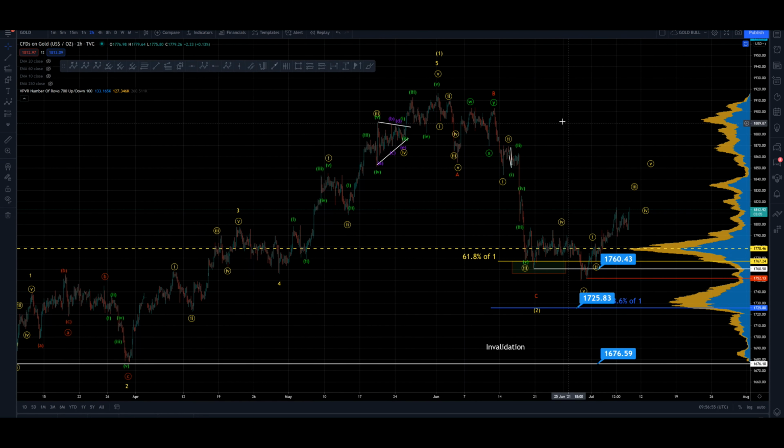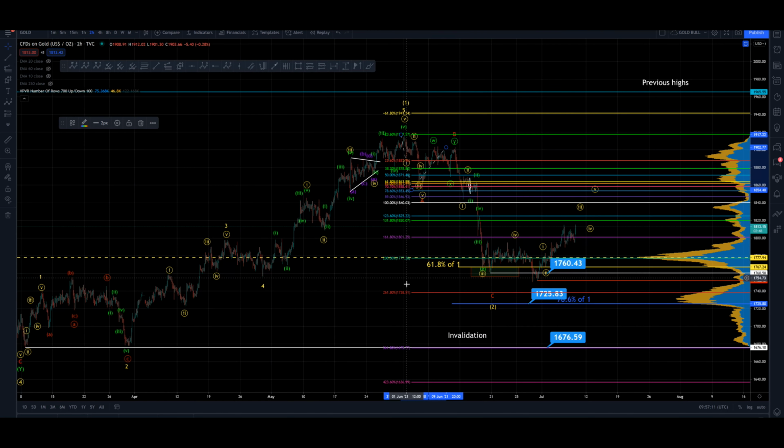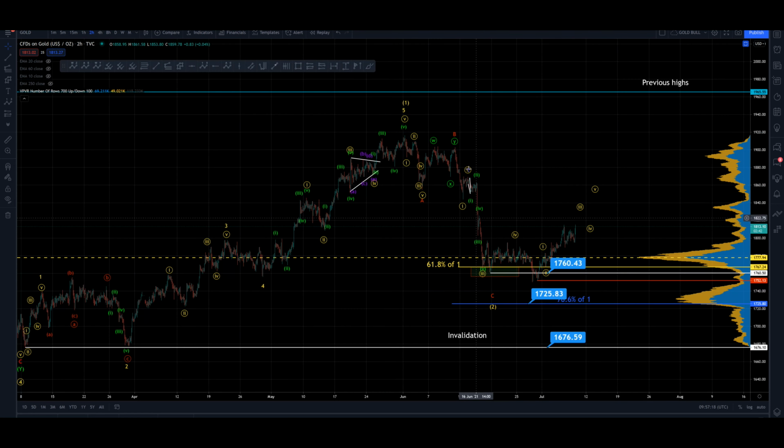It's worse. So if I show you what I mean, let's take the top here, A to B, and that brings us beyond 200%, beyond 1.618, beyond 200, short of 261.8, but that's very extreme for a wave C.